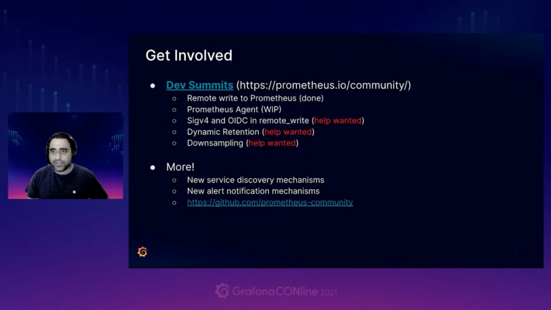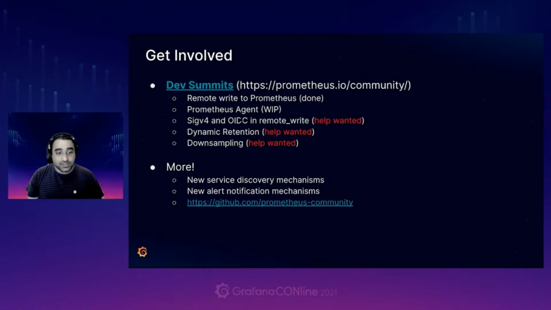Some of the key features that I want to highlight: Prometheus can now accept remote write. This feature has been implemented. We're building a Prometheus agent. This is a work in progress PR. We've added SigV4 authentication to remote write, and we want to also add OIDC authentication to remote write. So if that's something that interests you, please contribute. We want to add dynamic retention and downsampling into Prometheus. So if you want to implement any of these, please feel free to get involved. I'll cover how you can do that soon.